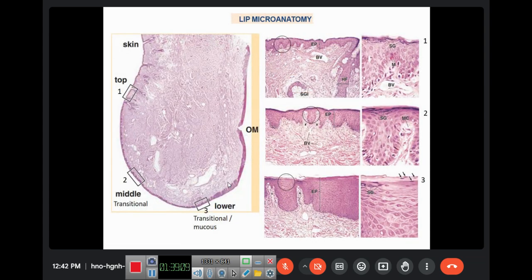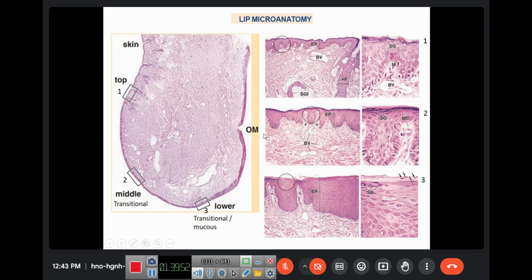Here you see the histology of the lip. So here is the skin portion, transitional zone, and mucosal zone. Here you see the structure of the skin or cutaneous zone, the structure of epithelium, which is the keratinized epithelium with stratum granulosum and stratum corneum, and very small papillae. Next, we go to the transitional zone near the skin zone, number 2, and transitional zone near mucous zone, number 3.